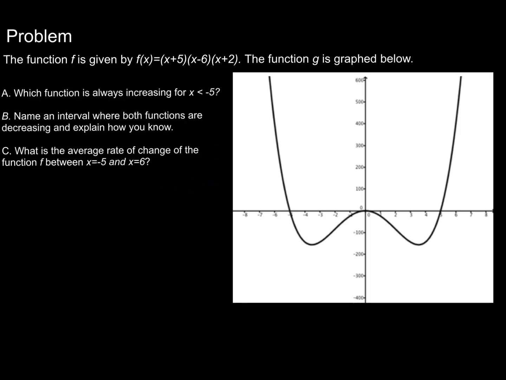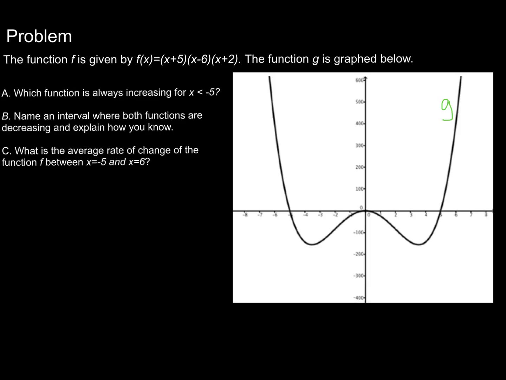Let's take a look. All right, so here's the situation. A function f is given by f of x equals (x + 5)(x - 6)(x + 2), and the function g is graphed below, so here is g. Question A says, which function is always increasing for x values less than negative 5? Part B, name an interval where both functions are decreasing and explain how you know.